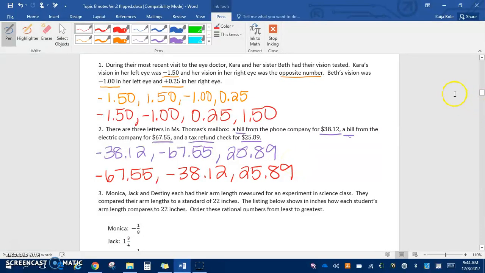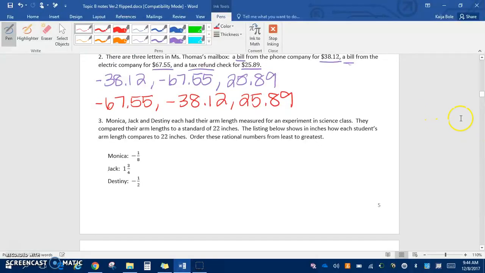Alright, we're going to do one more example here. Example 3. Monica, Jack, and Destiny each had their arm length measured for an experiment in science class. They compared their arm lengths to a standard of 22 inches. The listing below shows in inches how each student's arm length compares to the 22 inches. It says to order the rational numbers from least to greatest.